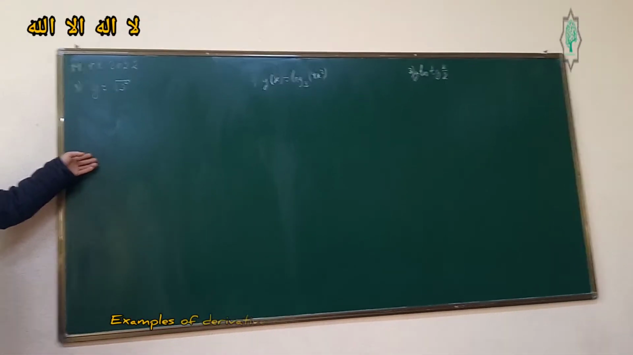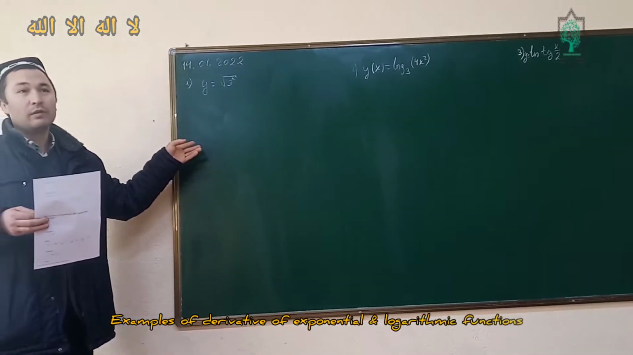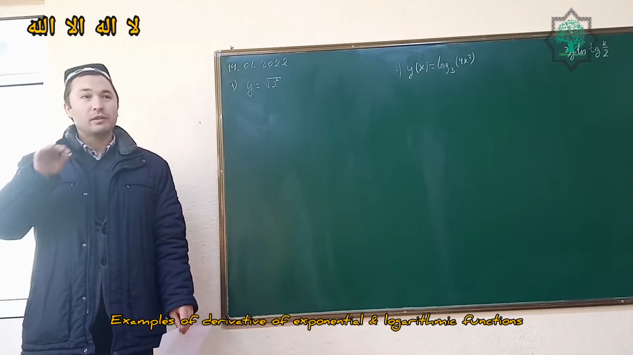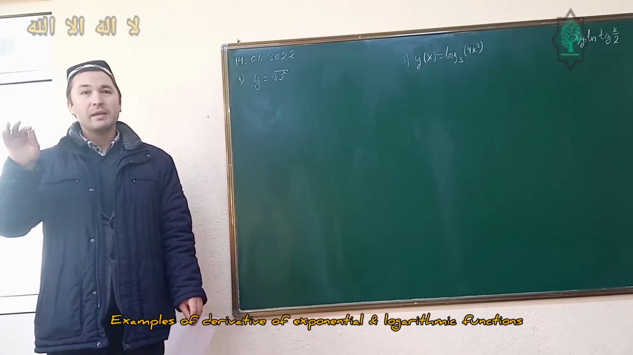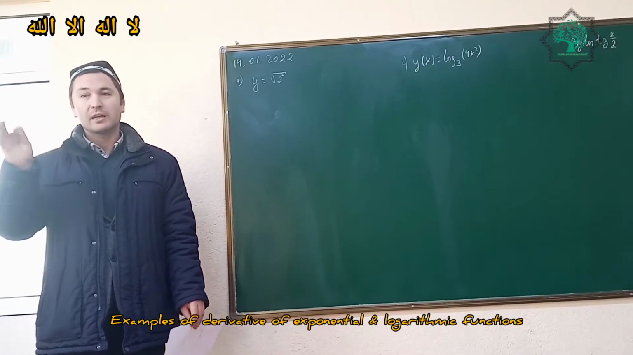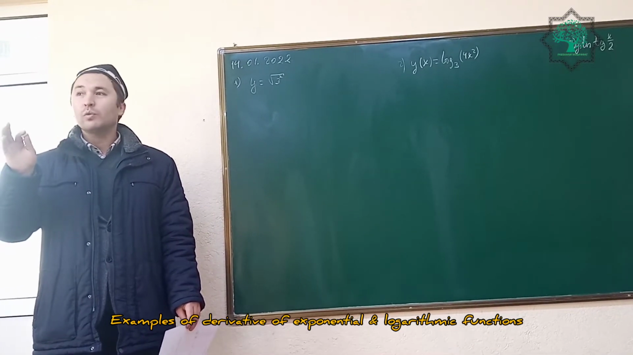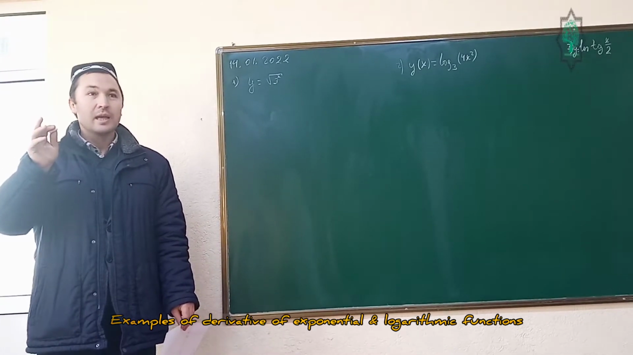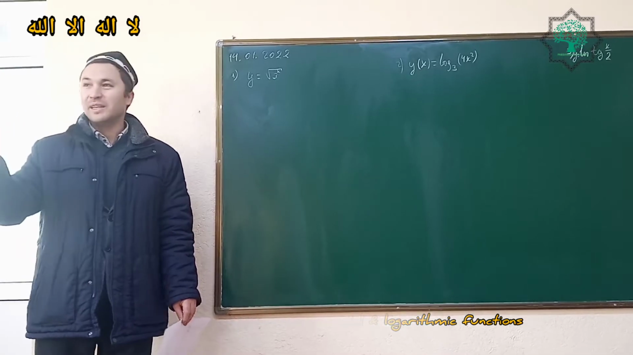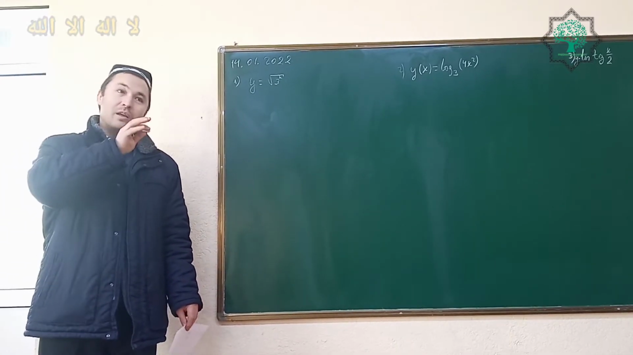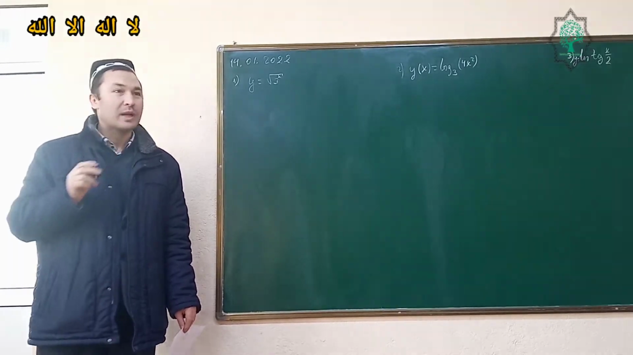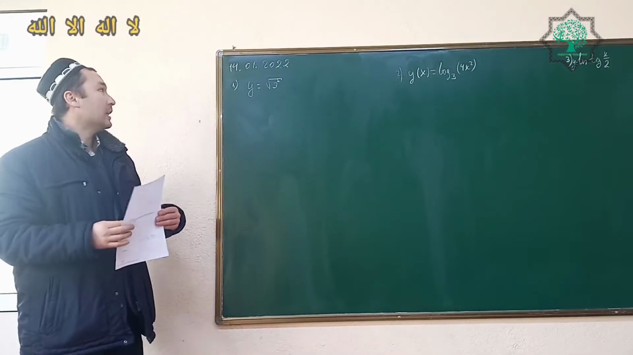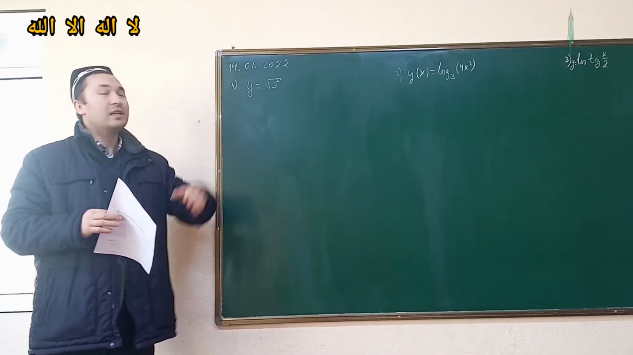You remember, our last lesson was about the derivative of exponential and logarithmic functions. Yes, I formulated for you the main formulas for exponential and logarithmic functions. If you remember, there were at least 6 formulas. Yes, and you promised me to learn those formulas by heart. Okay, let's now solve some problems, some examples for exponential and logarithmic functions.